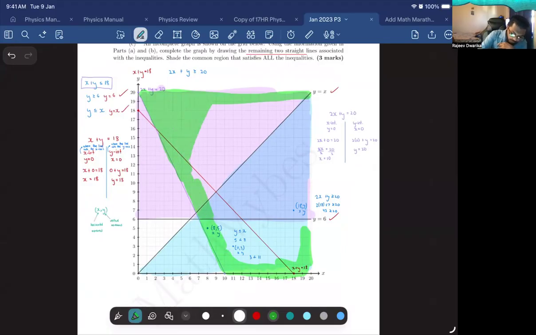Obviously, you're not going to do all of this in the exam. When I looked at the question, I was able to see the answer immediately. I'll show you all how to do that.